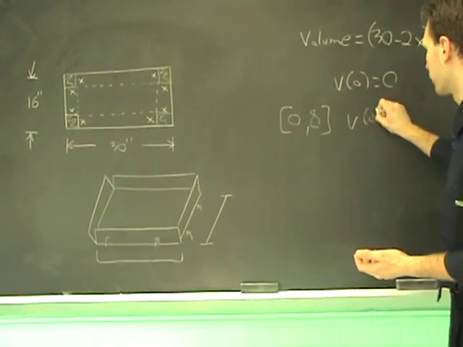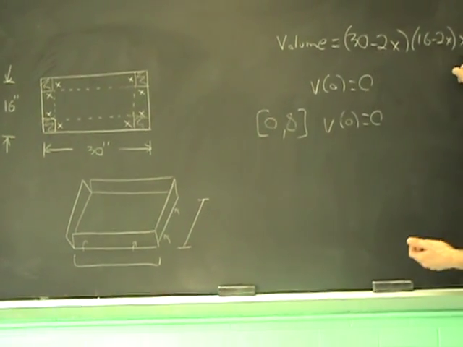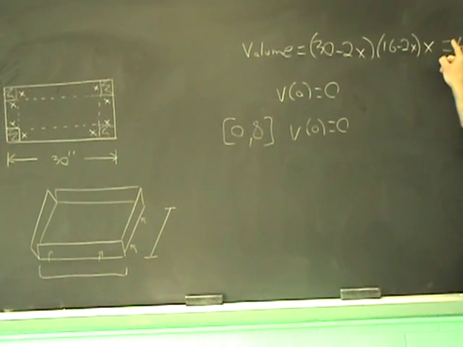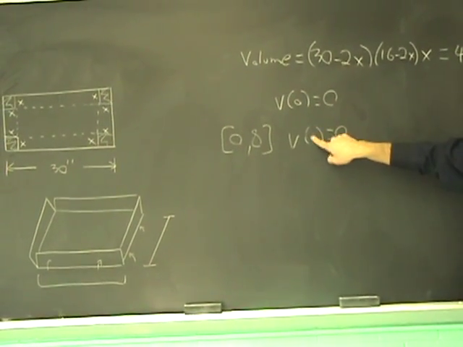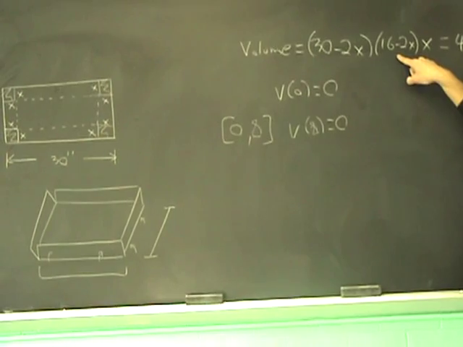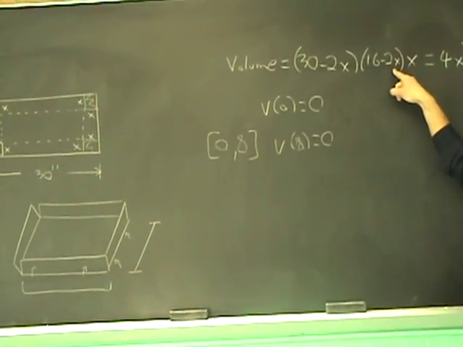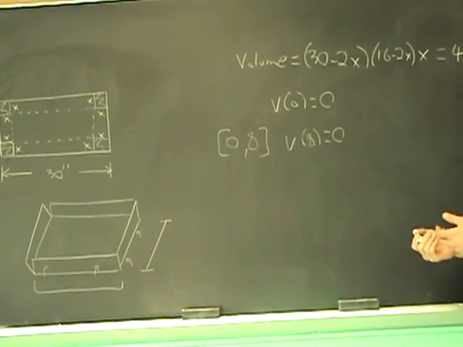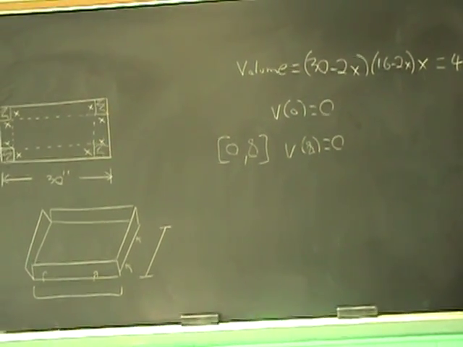So V of 8 is 0. And you can tell that just by plugging those numbers in here as well, right? If you plug in 0, the whole thing drops out. And if you plug in 8, you'll also get 0 because you get 16 minus 16. That'll go away. So obviously the maximal value does not occur at the endpoints. So we need to hunt for critical numbers.